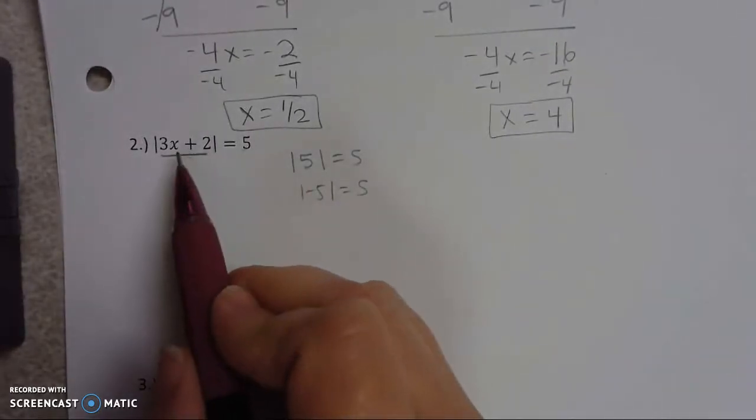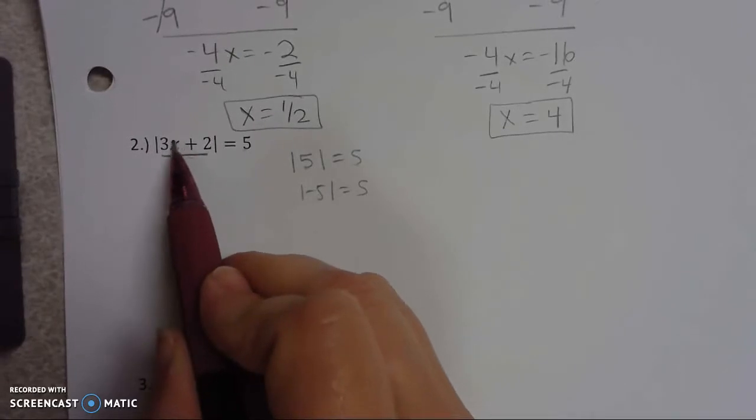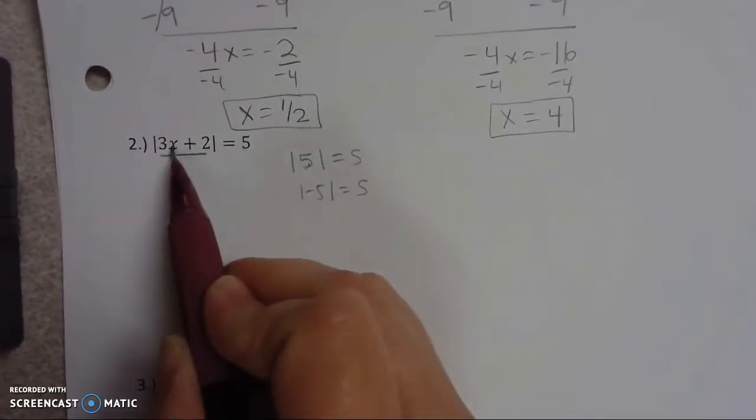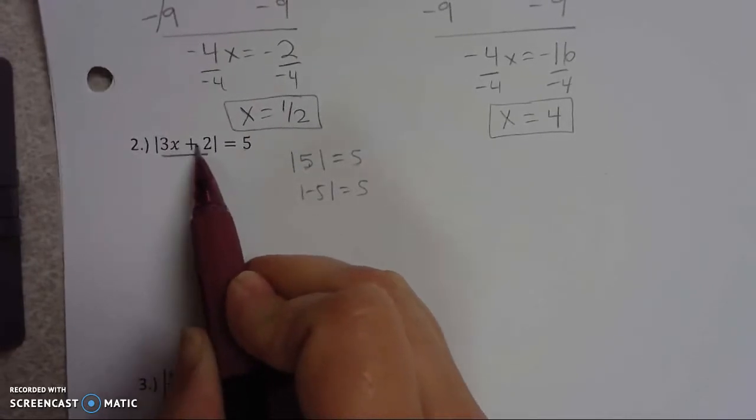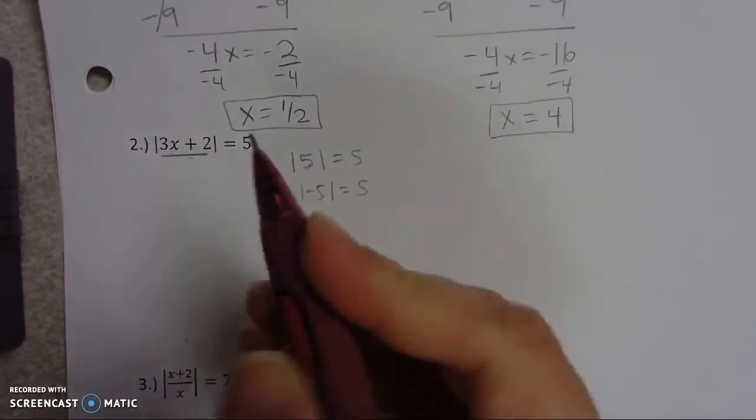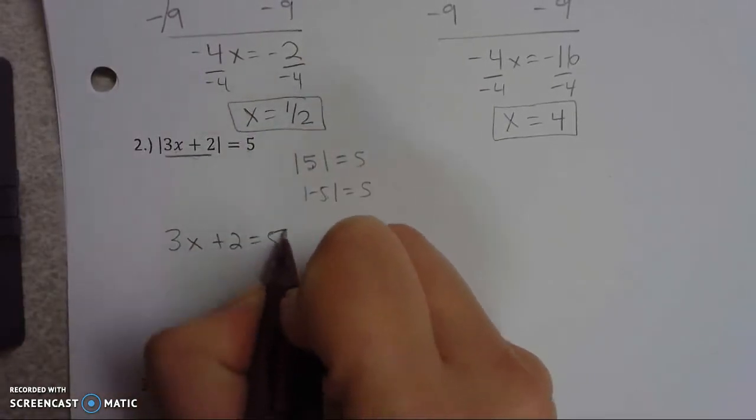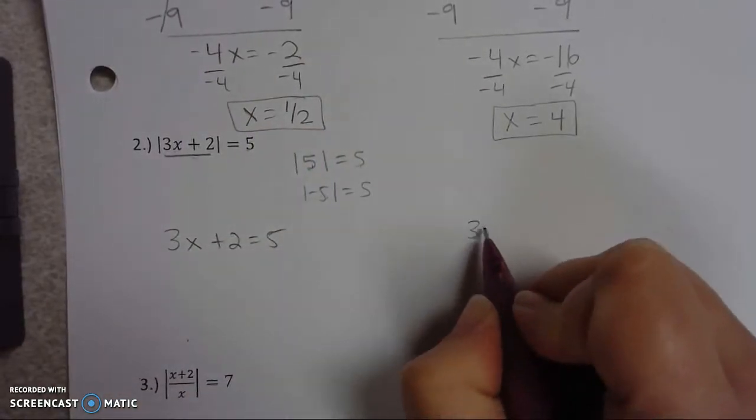Alright, so what we need to do is find what value of x will make 3x plus 2 be a 5, and what value of x will make 3x plus 2 be a negative 5. So we're going to solve these equations twice.